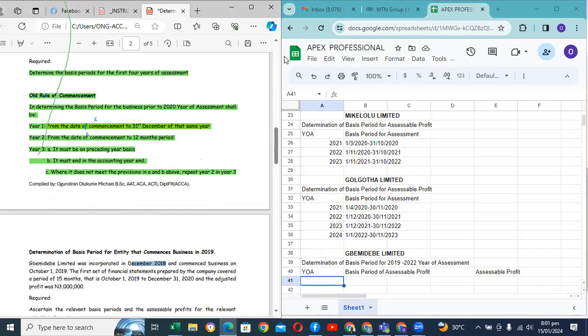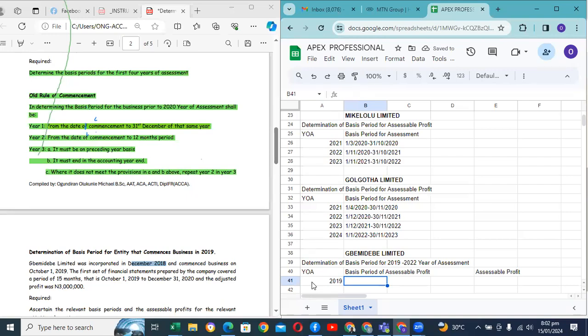October 1, 2019. But October 1, 2019 is before the 2020 year of assessment. So I'm going to follow the old rule, and the old rule is on actual year basis. And you know, for actual year, the basis period will be the year of assessment. So it means the first year will be 2019. Are we together, please?